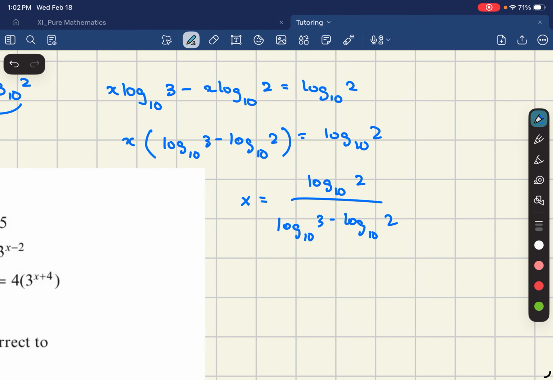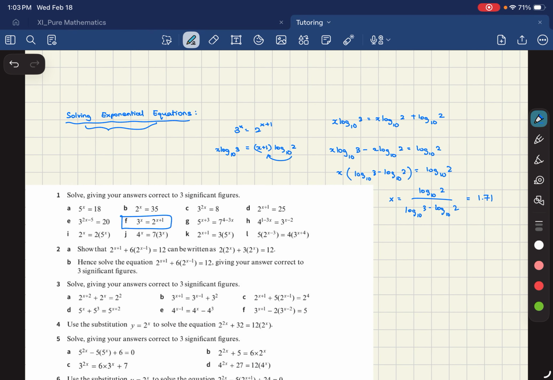And if you calculate this to three significant figures, you just want to go to your calculator, you do log 2 divided by log 3 minus log 2. That is 1.71 to three significant figures. And you can test it. You can put it back in your equation. The 3 to the power 1.71 is 6.54, and 2 to the power 2.71 is also 6.54. So it's very close.